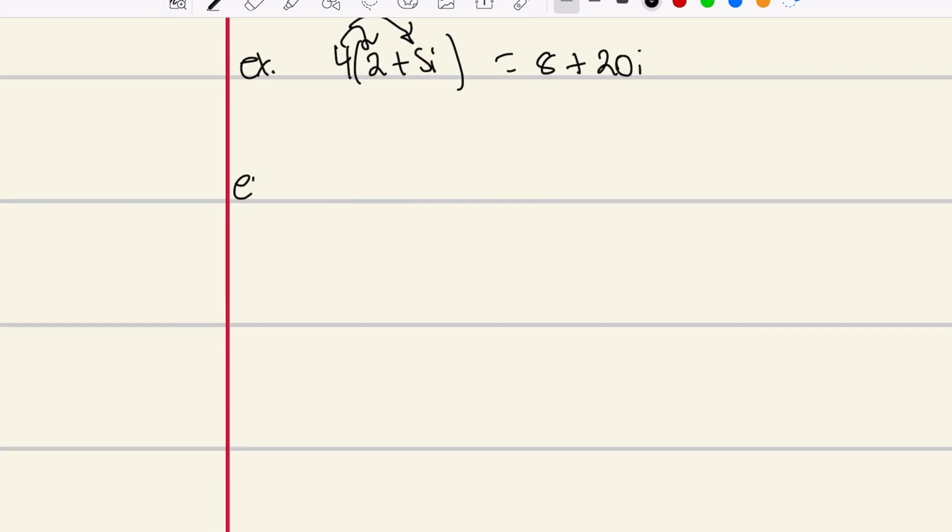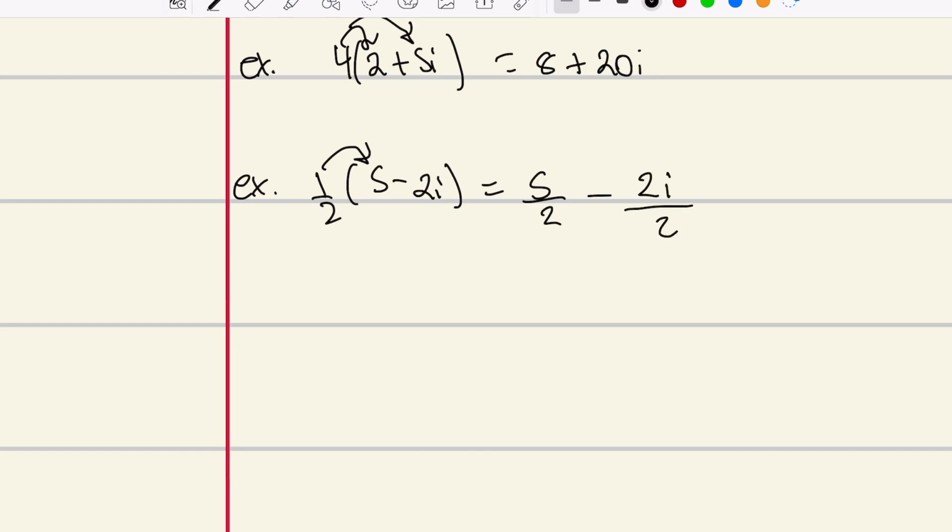So let's try another one. We get 1/2 times 5 minus 2i. So we're multiplying times a fraction. So what do you do? Same thing, distribute. We get 5 divided by 2 minus 2i divided by 2, which just simplifies as 5 divided by 2 minus i. And that's it. Simple as it gets.